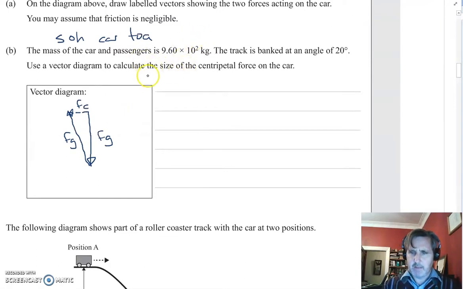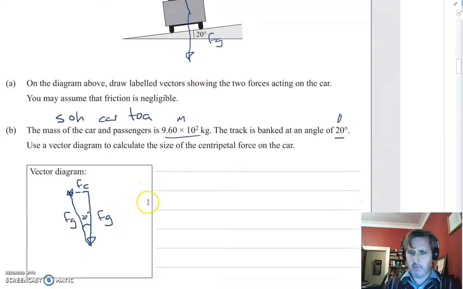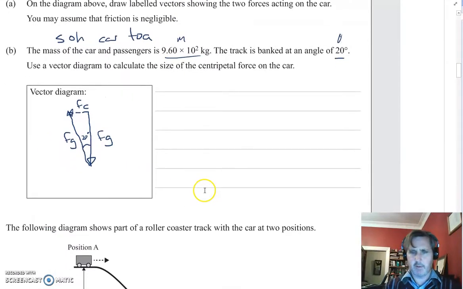What information have they given us? They've given us the mass, and they've given us theta. In this case, theta is this acute angle, 20 degrees. I'm not going to go through the geometry of this, but usually it's pretty straightforward. You can see that the sharp angle is 20 degrees. We don't know the support force, and we don't know the centripetal force or the gravity, but we can work out the gravity force because we know that Fg equals m times g.